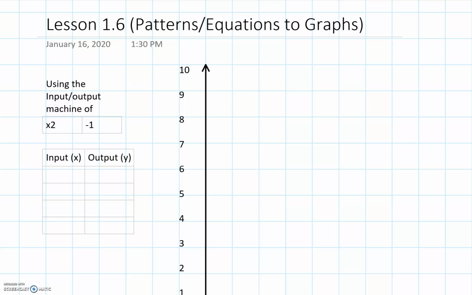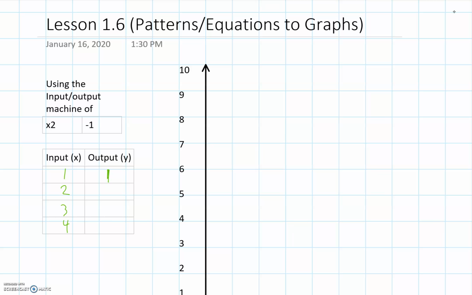So let's choose some of the simple inputs. Let's choose 1, 2, 3, 4. Then you just need to take these inputs, go through the machine, get the output. So 1 times 2 minus 1. Let's do the work over here, we can erase it after. 1 times 2 is 2, minus 1 is 1. So our output is 1.